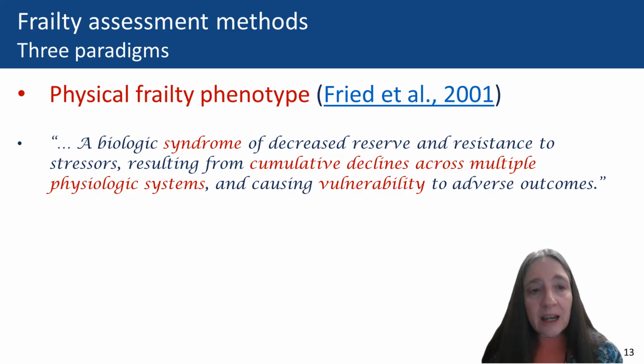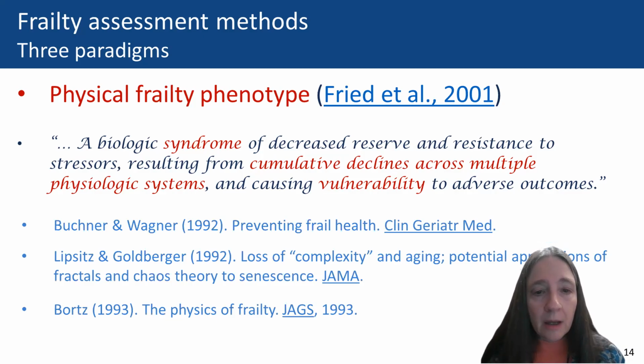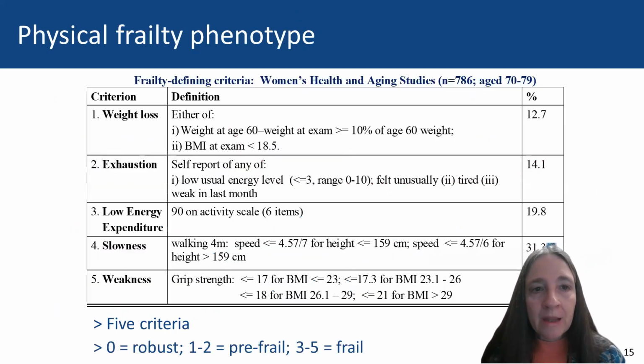A few other publications were seminal in describing this paradigm. Buchner and Wagner recognized the geriatric syndrome part, sort of the hallmark signs of frailty, and then the other two papers were the first to begin characterizing frailty as a dysregulation of multiple physiological systems. All of that concept finally resulted in what you see before you as the measure of physical frailty.